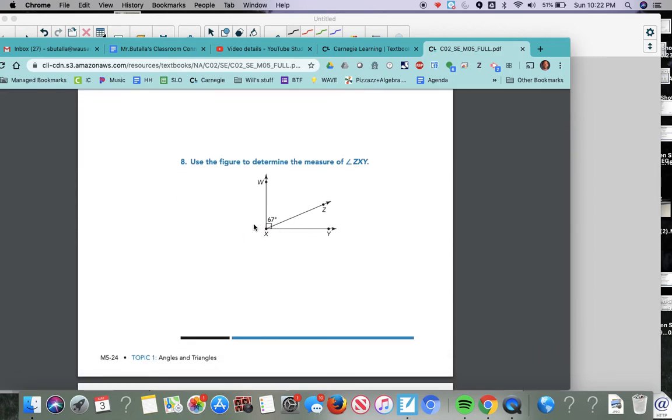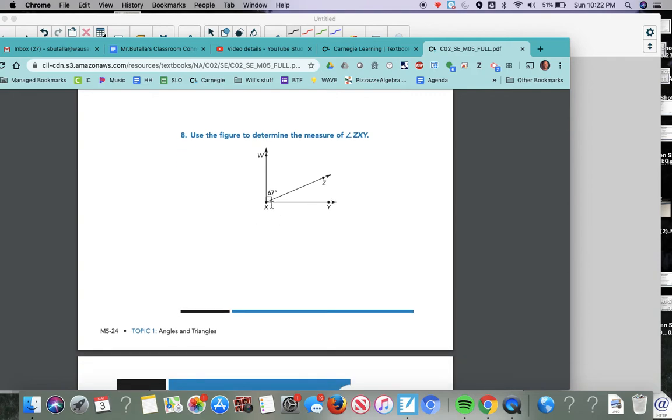In number 8, a real quick tidbit: notice right here, this little right square on the corner of this angle. This tells me that this whole angle is 90 degrees. So angle WXY, this big thing right here, is 90 degrees. And then notice this ray right here splits it into two angles. I have ZXY, and I have WXZ. And oh, look at that, they tell me that this is 67 degrees here. I'm looking for this angle. Well, remember, this whole thing is 90 degrees. So this angle plus this angle has to add up to 90 degrees. See if you can figure out how to write an equation for that and then solve it.